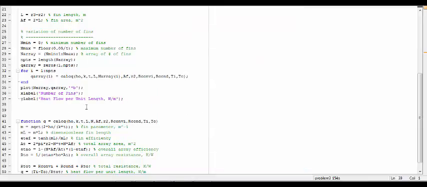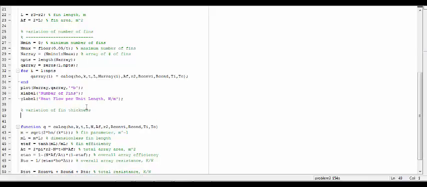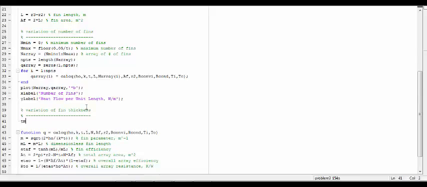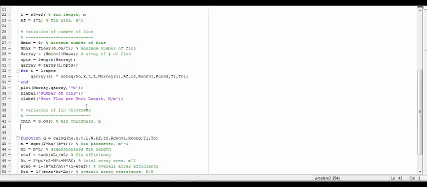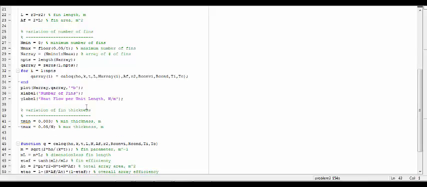But we also need to look at variation in the fin thickness, which we can do in a similar manner as we did for the variation in number of fins. We know that the minimum fin thickness is 3 millimeters. And just like above, we can set a maximum thickness. In our case here, it's going to be 0.05 divided by the number of fins n. That allows us to meet our constraint.